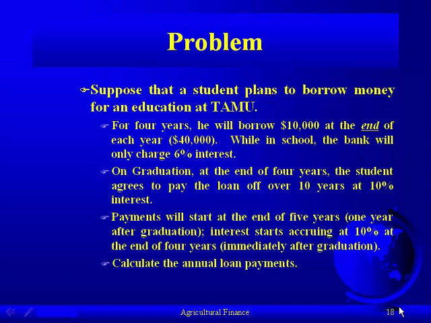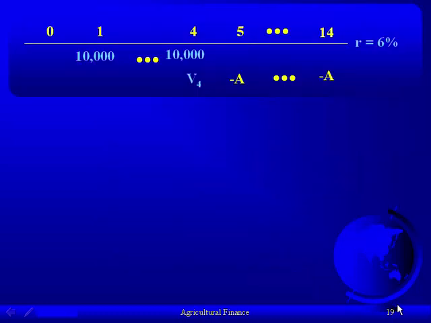What we want to calculate here today is the annual loan payments for this student, who is borrowing tuition and fees. That's all he's borrowing for 4 years. He agrees to pay it off in 10 years after that at 10%. What's that payment going to be? This problem, again, has to be solved sequentially. In this particular case, let's look at the numbers in blue.